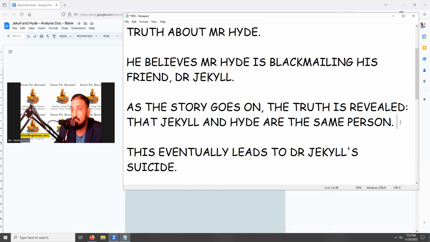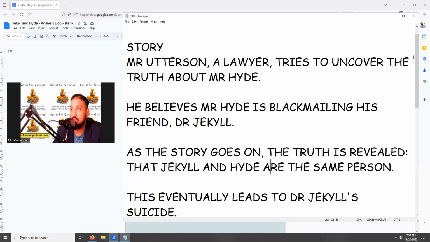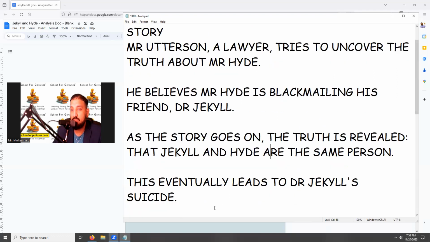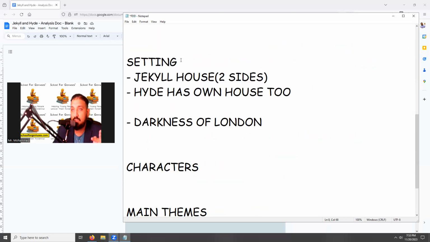You could also include here that Hyde is Jekyll's dark side or his evil side, but we're going to get to that once we get to the character analysis. This is the main story, so you can pause it if you want and take a copy of this. Good. So the next thing you need to know is the setting.